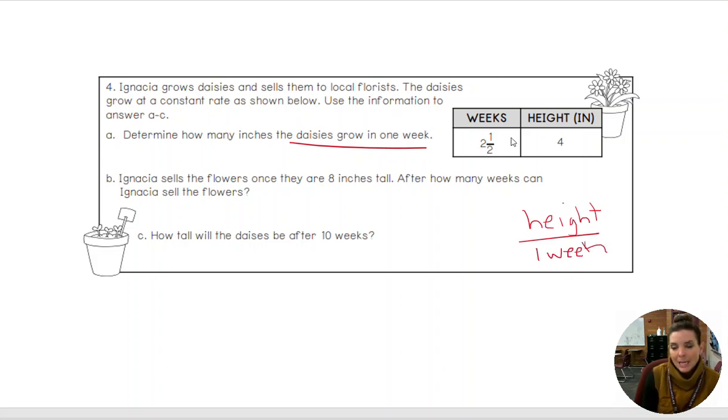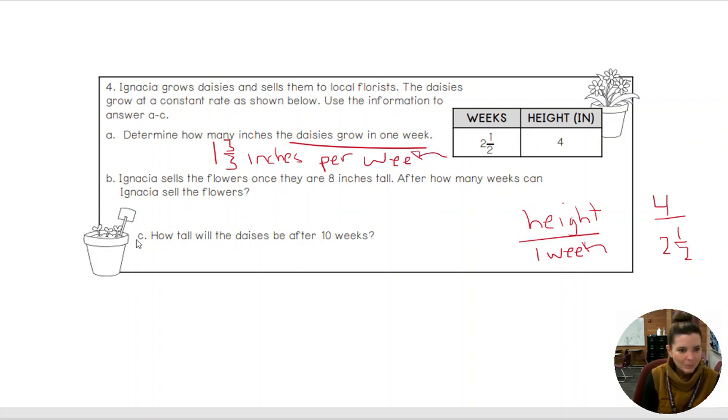So in 2.5 weeks, they grow 4 inches. So we do 4 inches on the top and 2.5 on the bottom, and that's going to help us figure out how many inches they grow in 1 week. So 4 divided by 2 1/2 is 1 3/5. Okay, so 1 3/5 inches per 1 week.